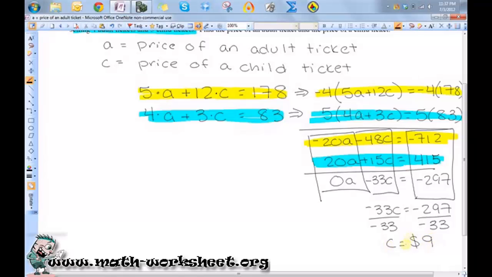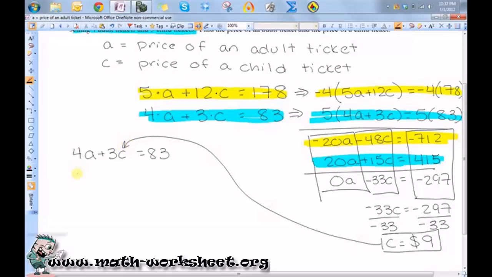Okay, you don't want to forget your unit of measure. In this case, it's dollars. Okay, so 4a plus 3c equals 83. What I'm going to do now is take this value of c and plug it into either one of these equations. I've just chosen the second one because it has smaller numbers. So I'm going to plug c, which is 9, into this equation. So 4a plus 3 times 9 equals 83. So 4a plus 27 equals 83.